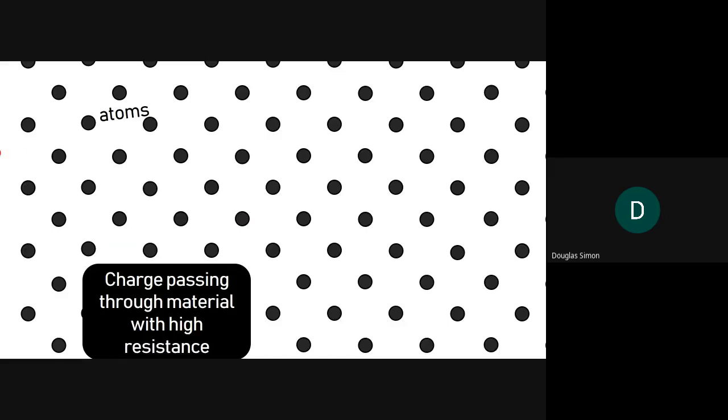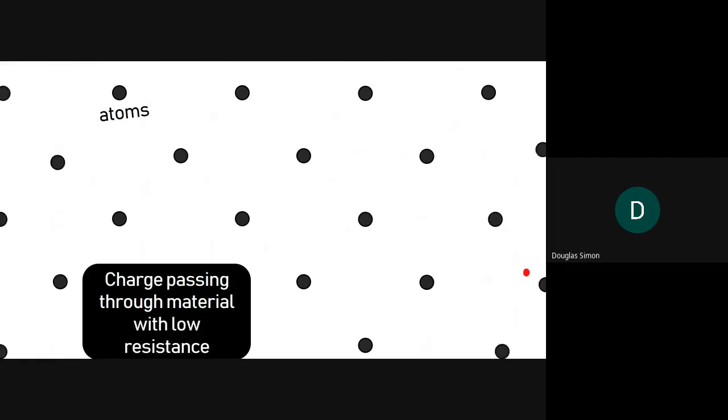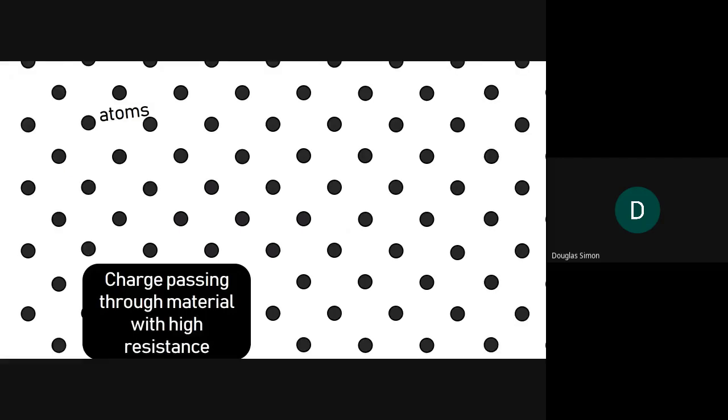Supposing we made the wire wider, well, in that case, there would actually be more space for the electron to move. It would probably look maybe a bit more like this. There's more space and it can get through with less resistance. So a wider wire means less resistance.